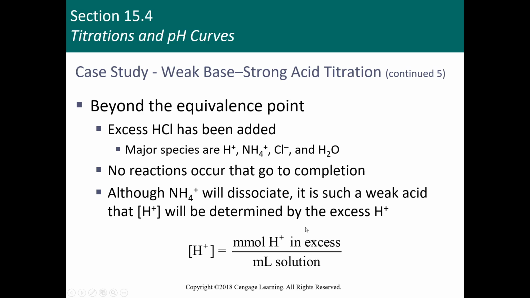So none of these reactions are going to occur that go to completion. Although the NH4+ will dissociate, if you have more and more H+, that's going to push the equilibrium towards the NH4+ staying together. And so as you add more and more H+, that's actually going to be what's determining your pH, that excess H+. Or another way of saying that is your H+ concentration is going to end up being your millimoles of H+ that are in excess over your milliliters of solution, because this number will just be so much greater than any dissociation of the NH4+ that occurs.